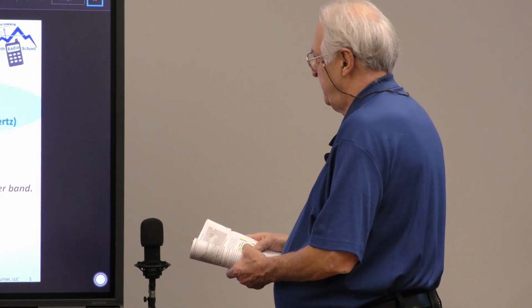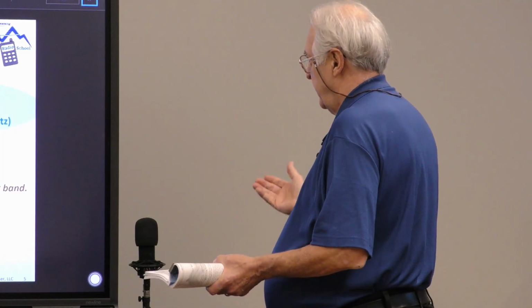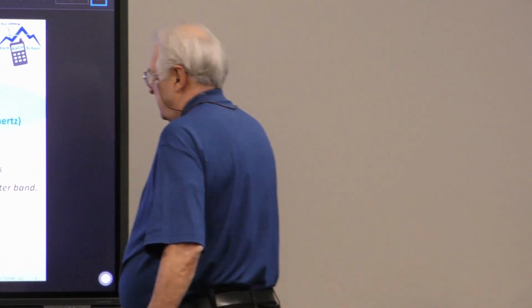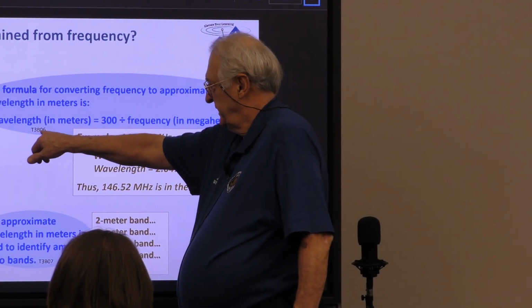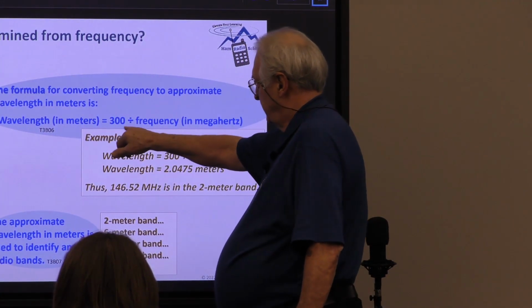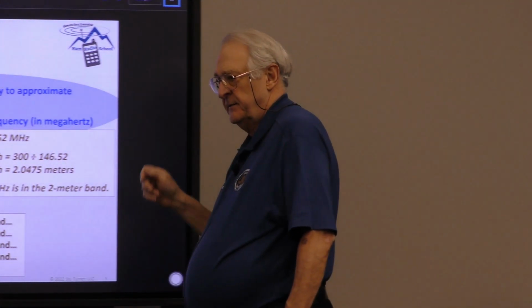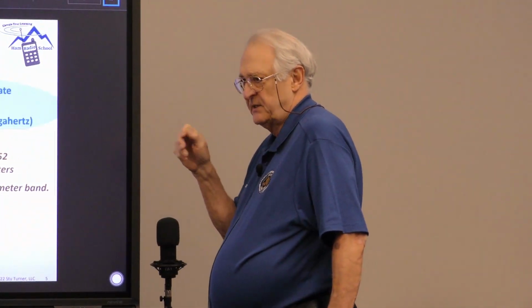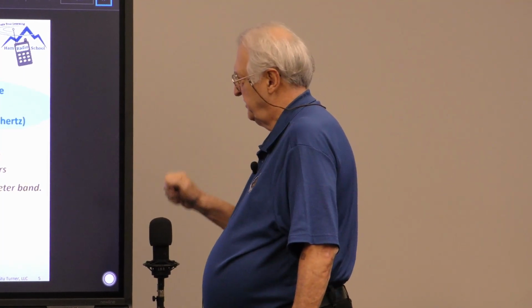Can the wavelength be determined from the frequency? They're a direct correlation, so yes, we could do that. Here's the formula, and don't get tripped up. Again, that's a question on the exam. It says the wavelength in meters is 300 divided by the frequency in megahertz. You have to express it in megahertz. Put the decimal point in the right place and then do the division.